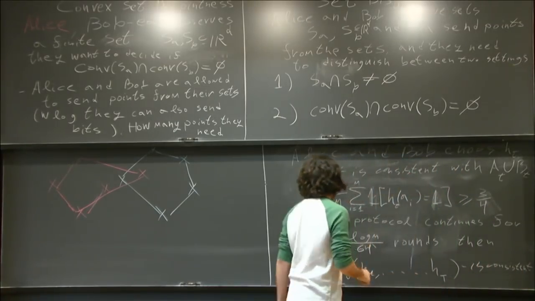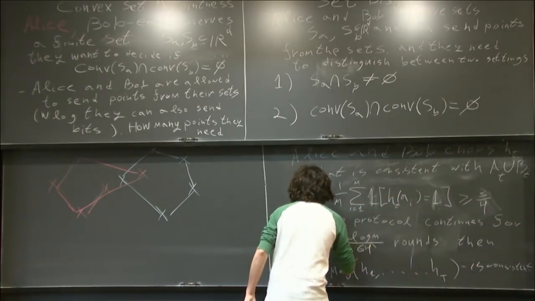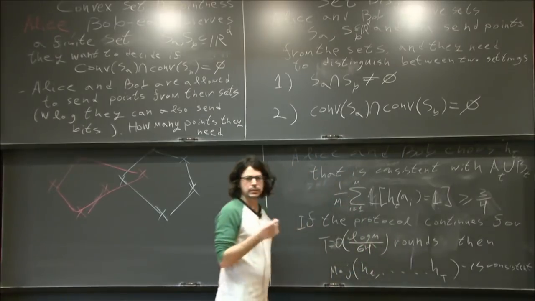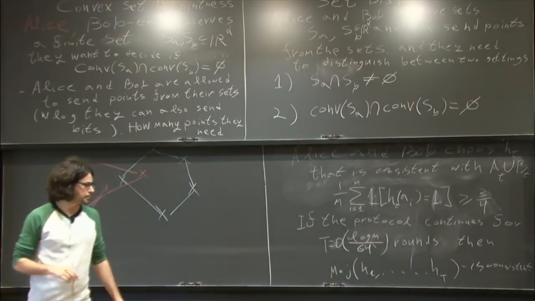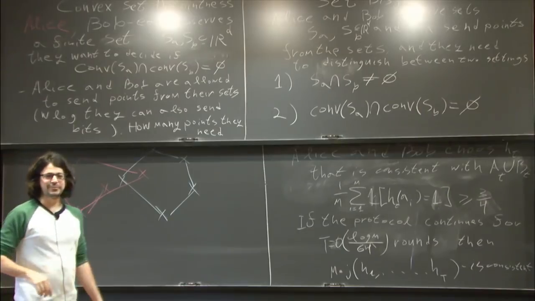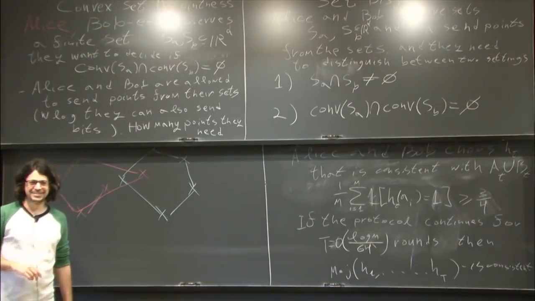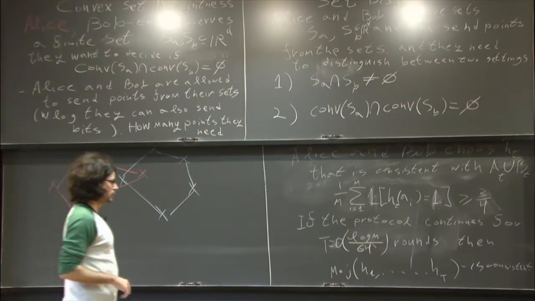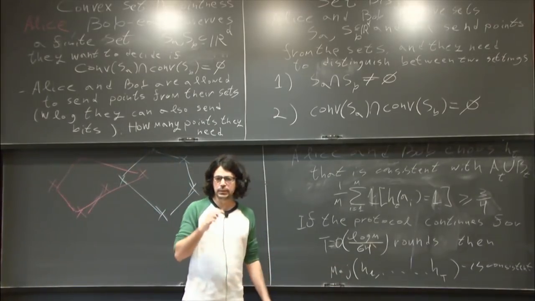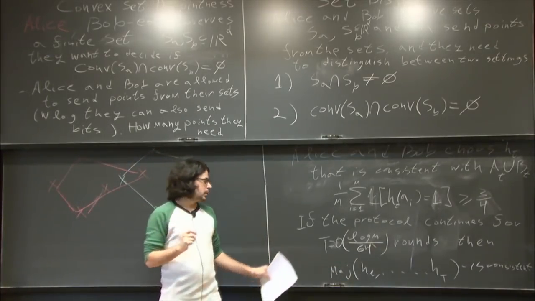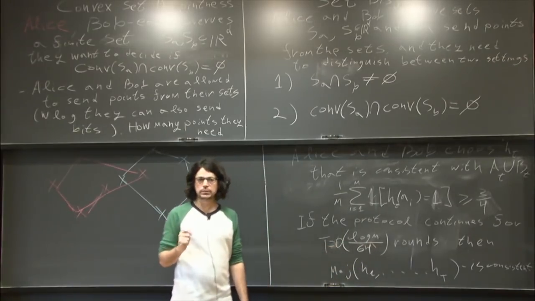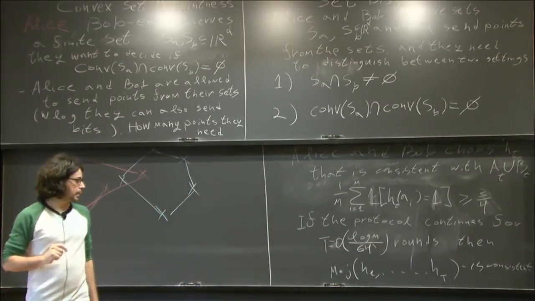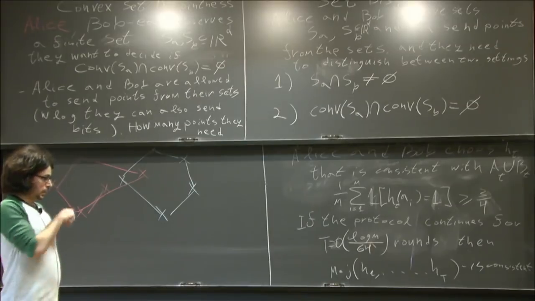So let's write it as order of. I said each of them gets the same sample. Order of log m. So they end up sending log m times d points. Overall they send at each iteration d points, and they had log m iterations, so they sent d log m number of points.